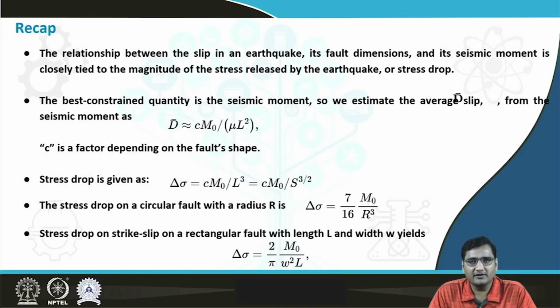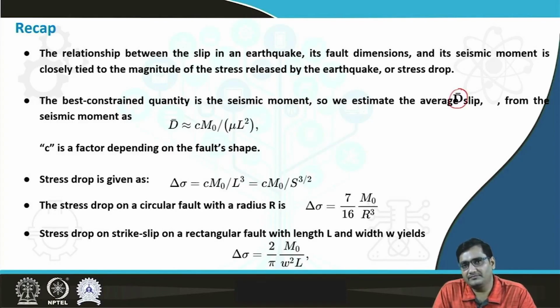As far as the recap of the previous lecture is concerned, we studied the relationships between the slip in an earthquake, its fault dimensions, and its seismic moment, which is closely tied to the magnitude of the stress released by the earthquake, or stress drop. The best constrained quantity is the seismic moment. So we estimate the average slip, represented by D vector or D bar, from the seismic moment as C M naught by mu L square. C is a factor depending upon the fault shape.